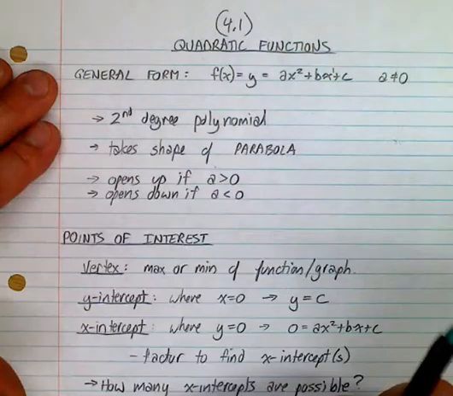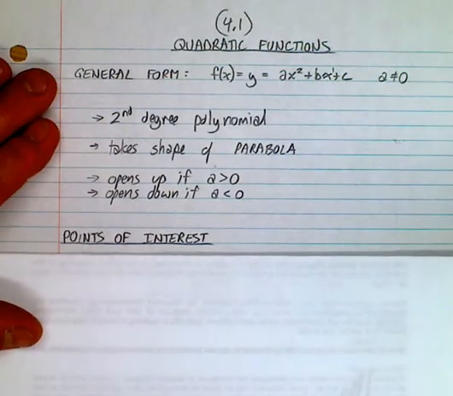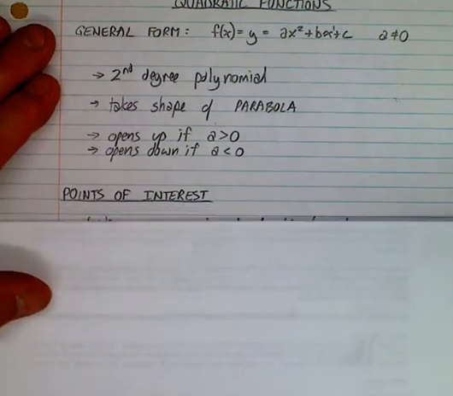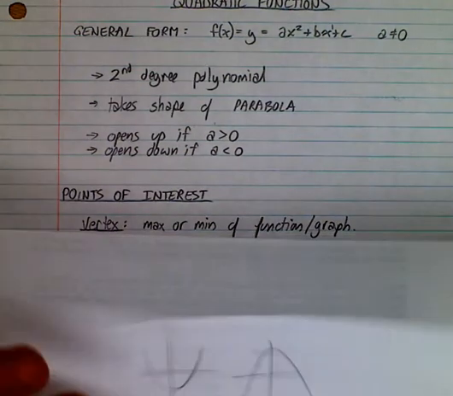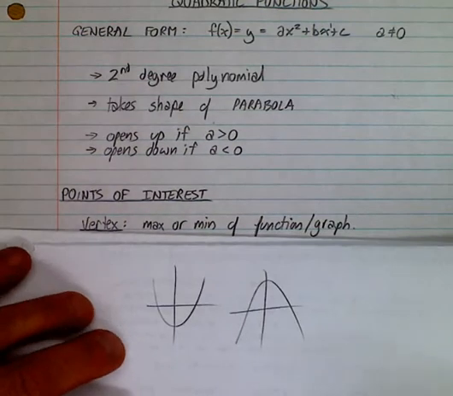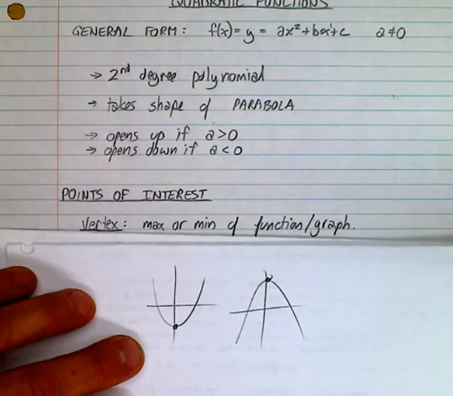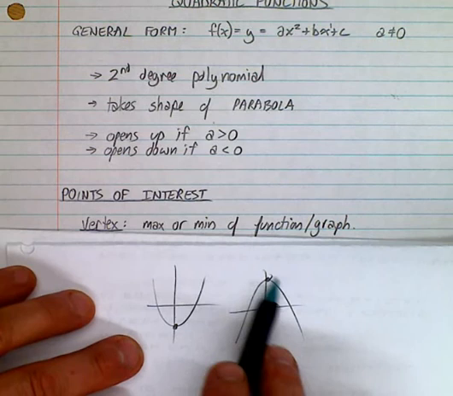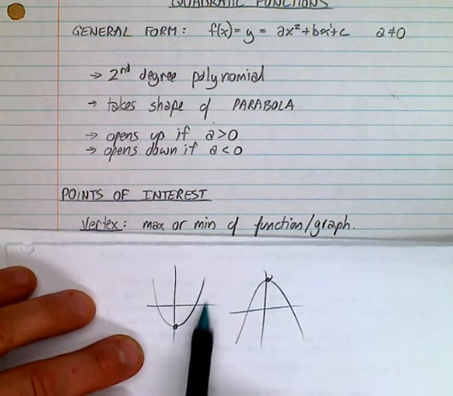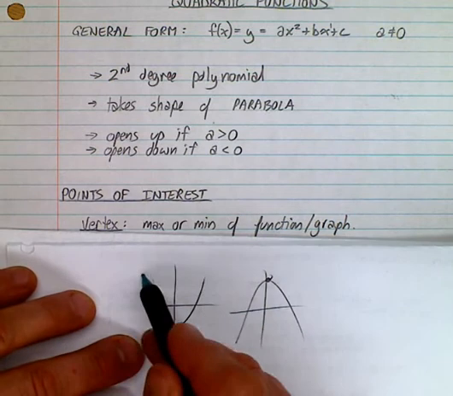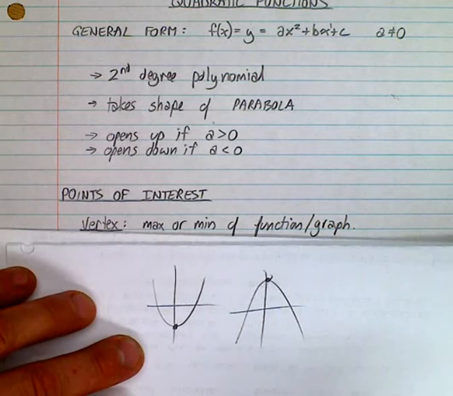Next up, we're going to look at a bunch of points of interest, okay, and lines of interest too. The first thing that we want to look at is what we call the vertex, right? If you look at these two situations, the vertex is the top or the bottom of the function. We call this a maximum because it maxes out, and we call this a minimum because it minimums out. So if it opens up, you have a minimum. If it opens down, you have a max. All right?